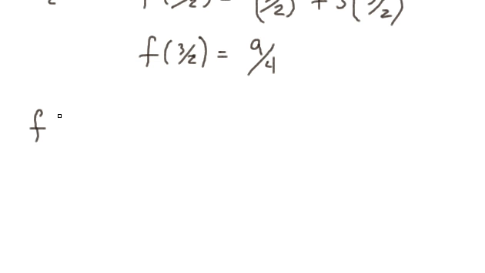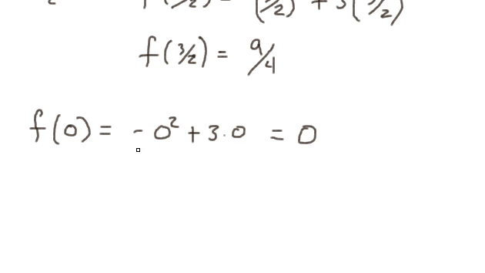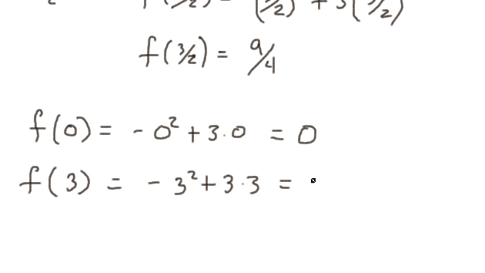So we want to plug in 0, and that was negative 0 squared plus 3 times 0. Since we can't see the function on the screen, I'll just go ahead and plug it in. Alright, plugging in f of 0, we get 0. And then remember our other endpoint was 3. So we want to plug that in. And it looks like we get 0 also, right? That's going to be a negative 9 plus 9 is 0.